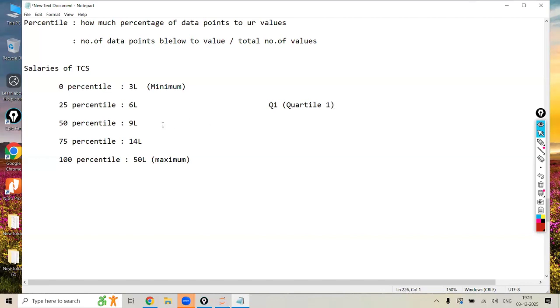Similarly, the 50 percentile is called Q2, that is nothing but quartile 2. The 50 percentile is also called the median. Median is also called 50 percentile or Q2. Everything is the same. 50% of the data will be below the median. Similarly, 75% of the data is called Q3. We call it Q3, that is quartile 3.